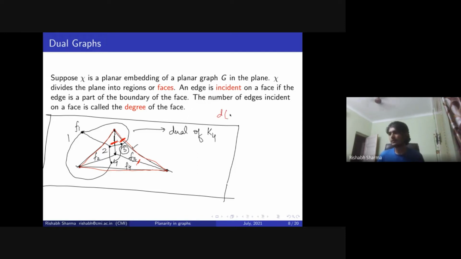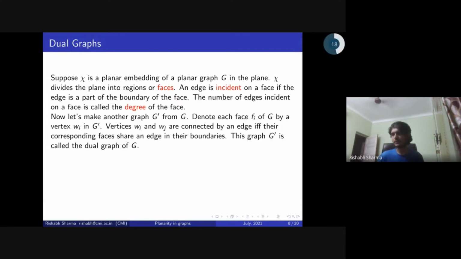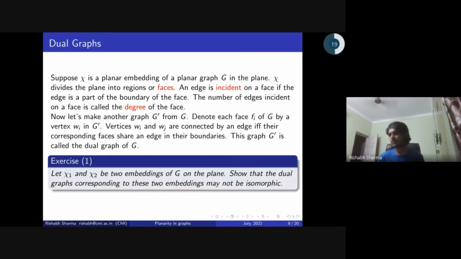So degree of a face Fi is the number of edges bounding that face. And we also say that an edge is incident on a face if it is part of the boundary of the face. So it's basically just another name for an edge bounding a face. It's the same thing. So those are the definitions and construction.